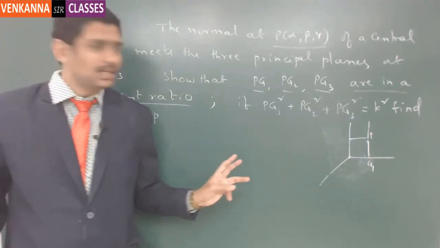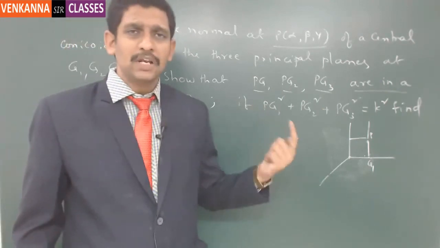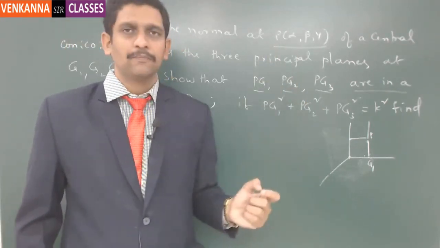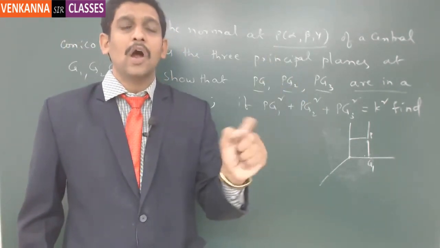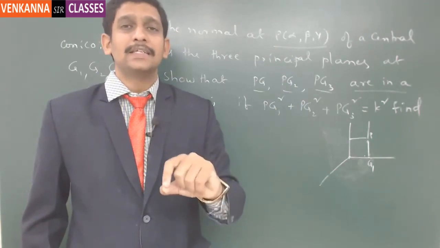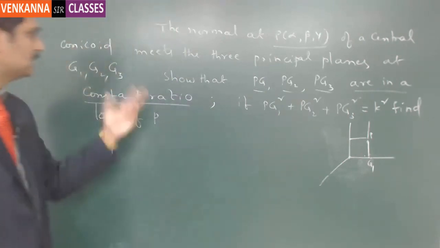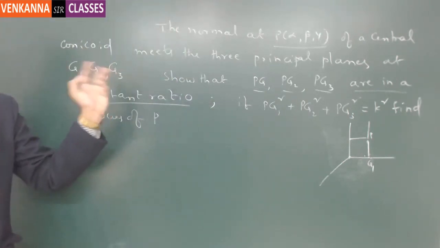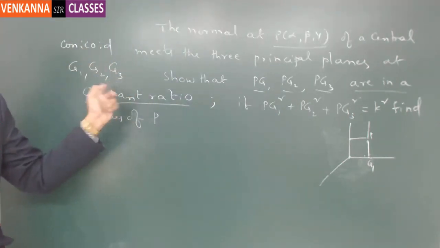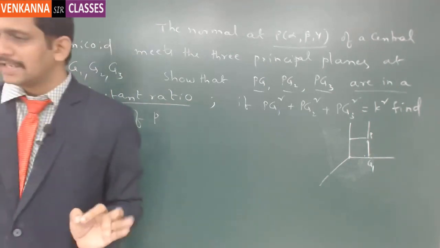However, you understand that if I have chosen one fixed point P, the normal drawn to the surface is meeting the three coordinate planes in the points G1, G2, G3. That you need to understand here. Is it clear now?